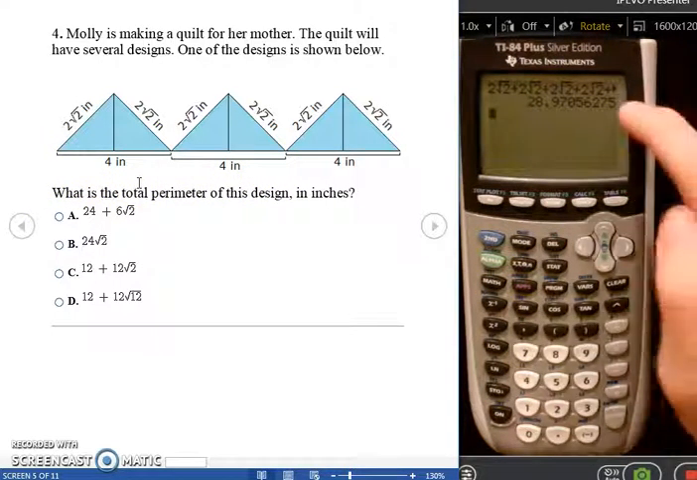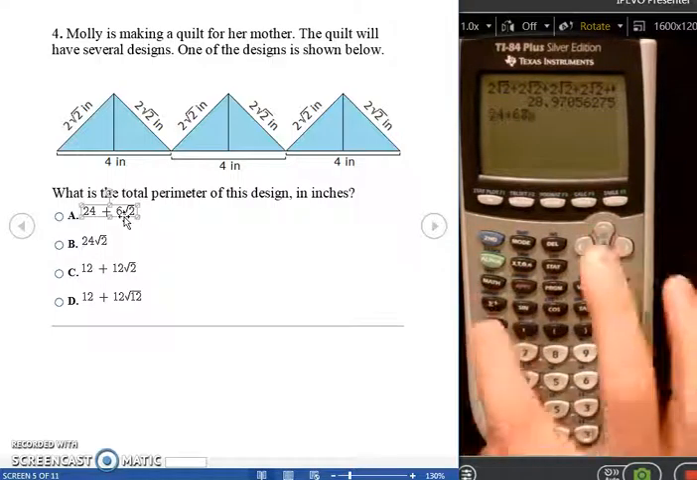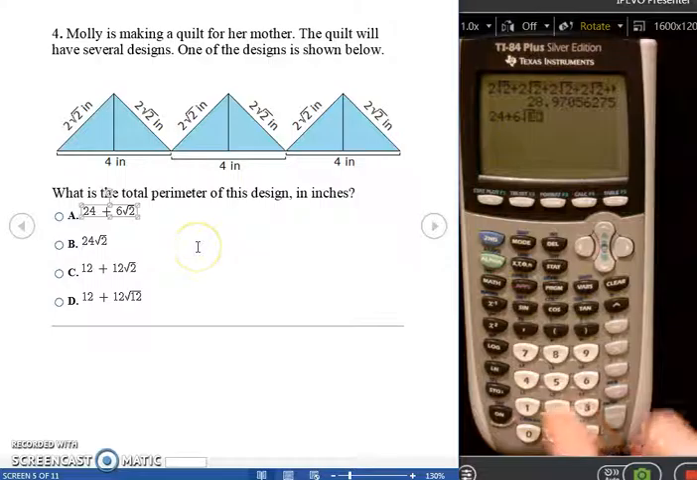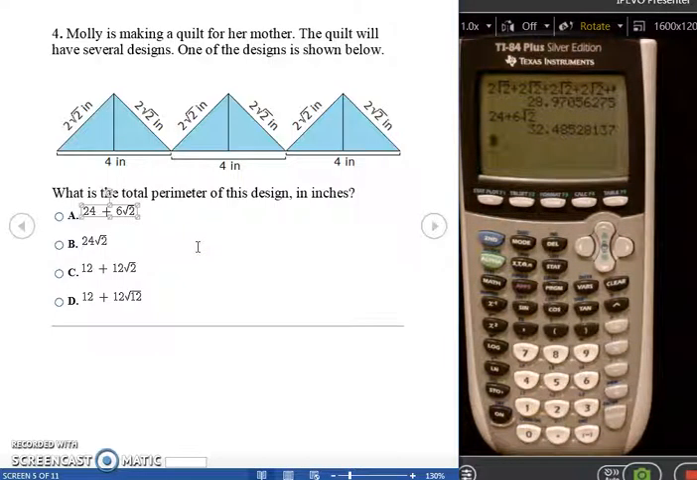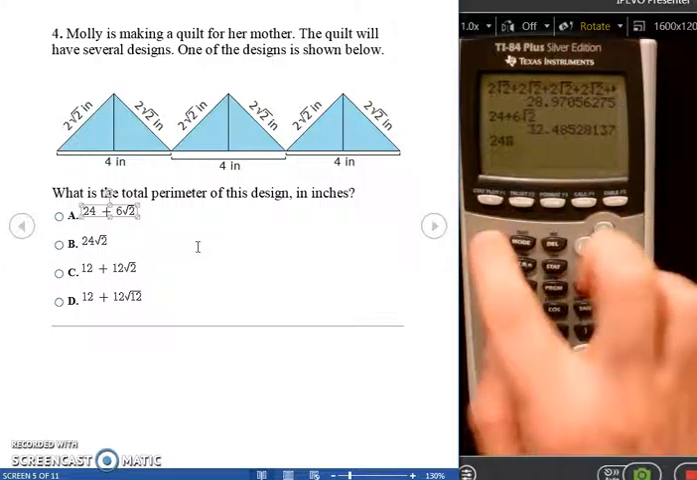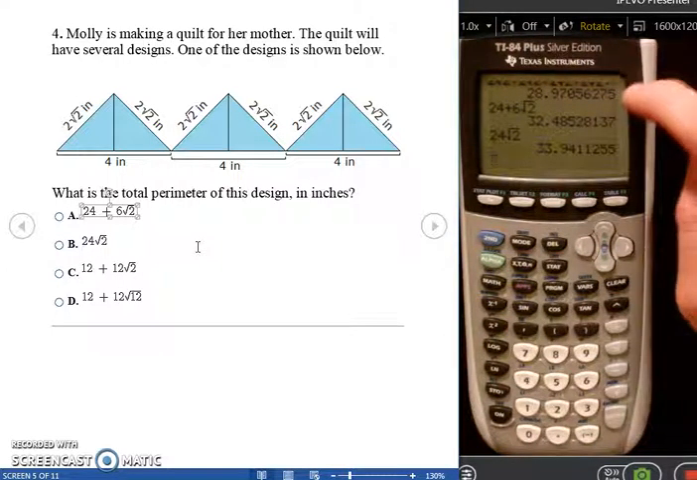28.97056275. And so now I just type in the answers to see which one of them gives me that same exact number. So I have 24 plus 6 second square root of 2 in letter A, and I press enter, and it's 32, not 28. So I can see right away that's not going to be an answer. I'm looking for 28.97, etc. So I'm going to have 24 second square root of 2. I press enter. Still not this 28.97 I'm looking for.